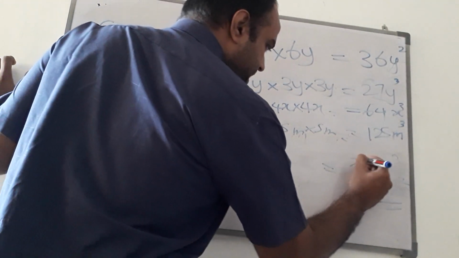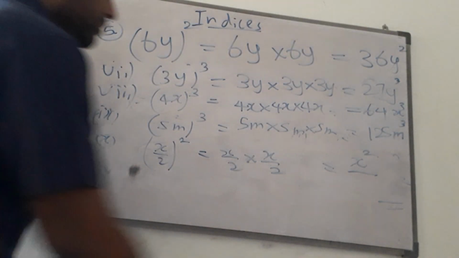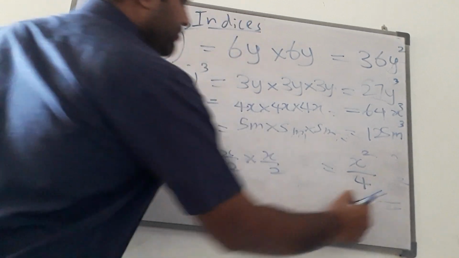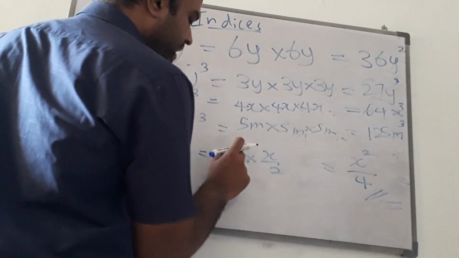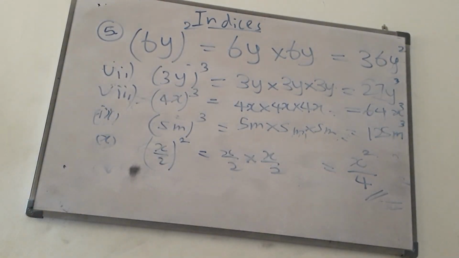x by x means x squared, over 2 times 2, which means 2 squared, or 4. This is how we write x squared over 4. Then we multiply the denominators: 2 times 2 means 4, or 2 to the power 2, but you have to evaluate straight away and give 4.